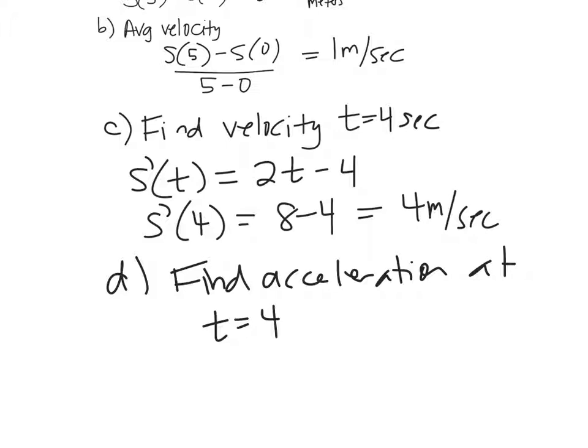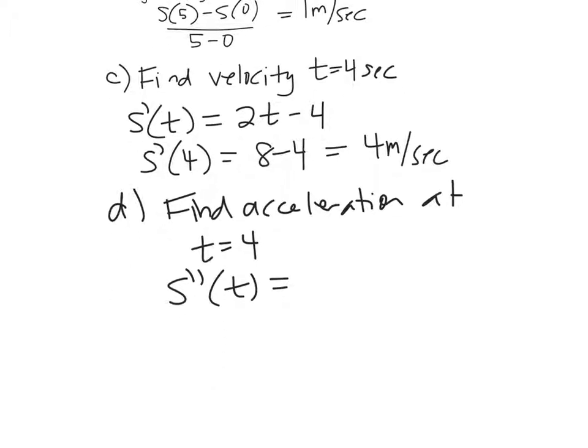The acceleration for this function is going to be just a constant. When you find the acceleration, you're going to find the second derivative. So go back to the first derivative, and what do you get? 2. And what's acceleration measured in? Meters per second squared. I always mess that up.